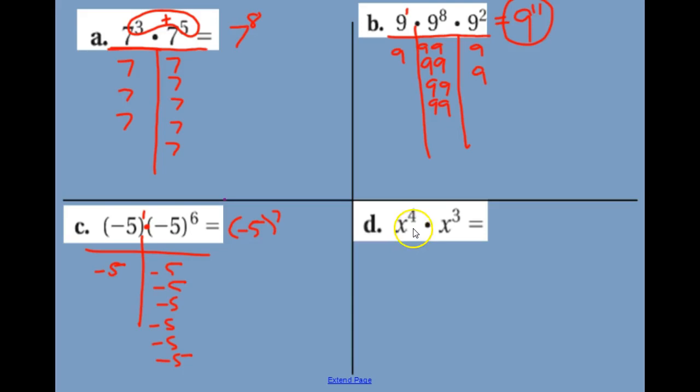Same thing here, we just have a letter instead of a number. This is x 4 times, 1, 2, 3, 4, x times x times x times x. And this is x 3 times. So total we have x 7 times. 4 here plus 3 more. So that's our answer.